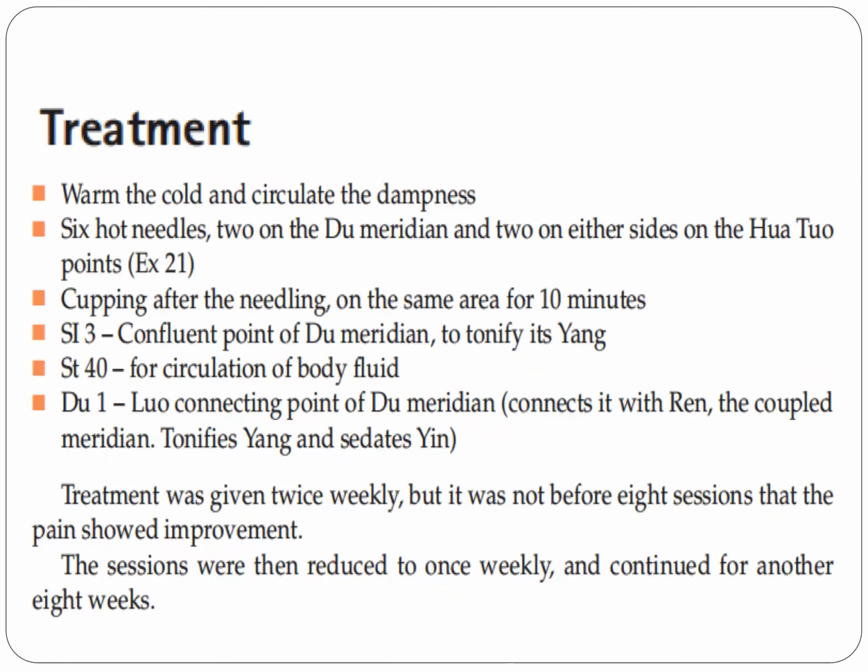Treatment: warm the cold and circulate the dampness. 6 hot needles, 2 on the Du meridian and 2 on either side on the Hua-Tuo points, Extra 21. Cupping after the needling on the same area for 10 minutes. SI3, confluent point of Du meridian to tonify its yang. Stomach 40 for circulation of body fluid. Du 1, Luo connecting point of Du meridian. Connects it with Ren, the coupled meridian, tonifies yang, sedates yin.